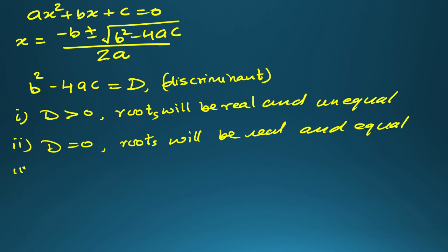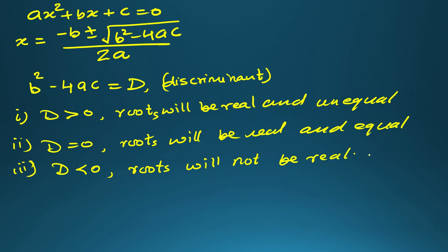And the third condition was, when D is negative, meaning less than 0, then roots will not be real. So in grade 10, because you had no idea about imaginary or complex numbers, you just used the term that if the discriminant is negative, then roots will not be real. So this third case you are going to study now in grade 11 in complex number. Okay, now let's start this third case.